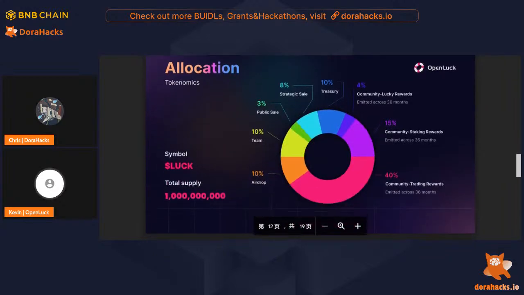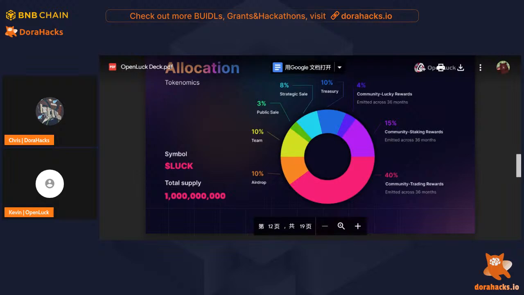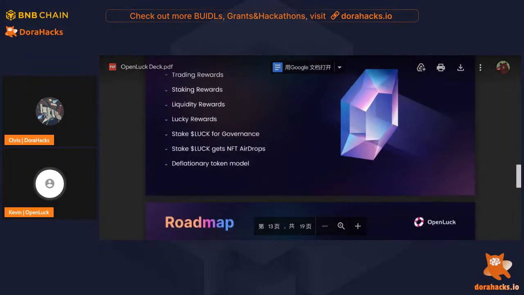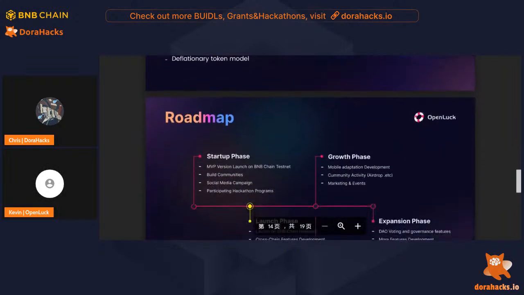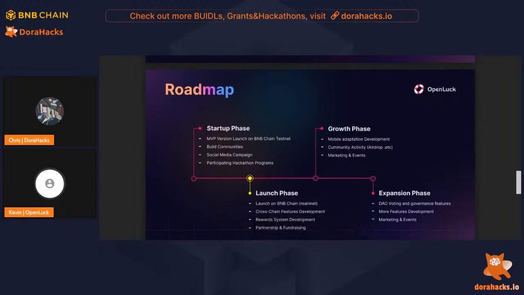Okay, then the next part is our token. Our token is LUCK. The total supply is 1 billion. And this is our token functions. 50% of the net fees on OpenLuck will be distributed to LUCK stakers. 20% of the net fees on OpenLuck go to LUCK buyback or burn. And hold LUCK to participate in the governance of OpenLuck DAO and in exclusive and VIP features to be developed.